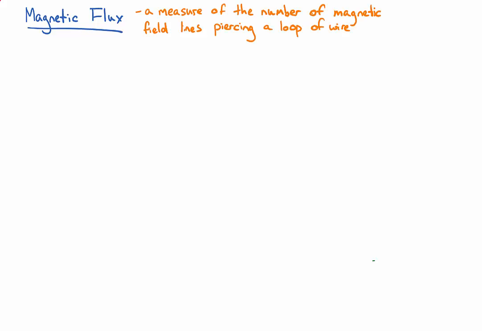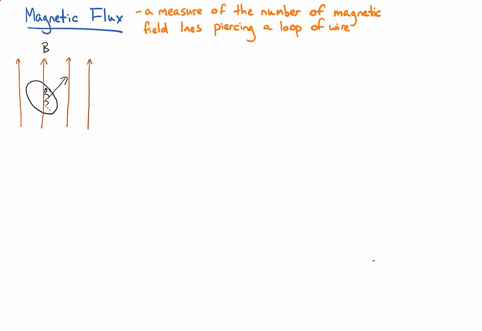It turns out that all those observations of what quantities or variables affected the current which is induced in a loop of wire required Faraday to come up with this concept of magnetic flux. Before I go into the specifics, magnetic flux is a measure of the number of magnetic field lines which are piercing a loop of wire. So I'll just put that description there right at the very beginning.